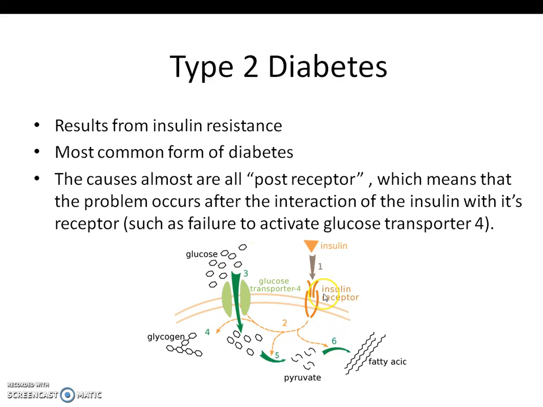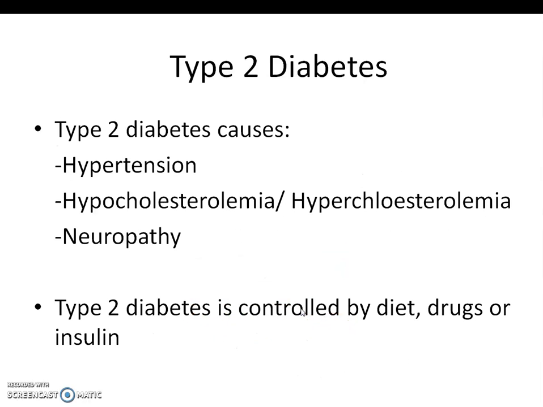So it's always post-receptor. After the insulin is bound to the insulin receptor, after that interaction, it's what happens next that has failed. And type 2 diabetes causes hypertension, hypercholesterolemia, and neuropathy. Type 2 diabetes can be controlled by diet, drugs, or insulin.